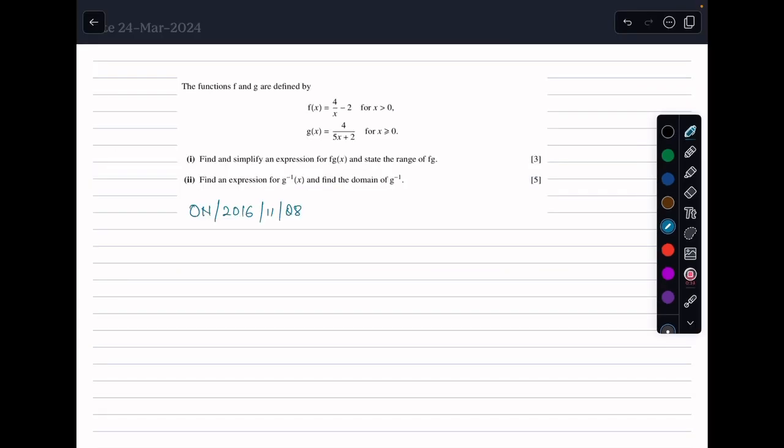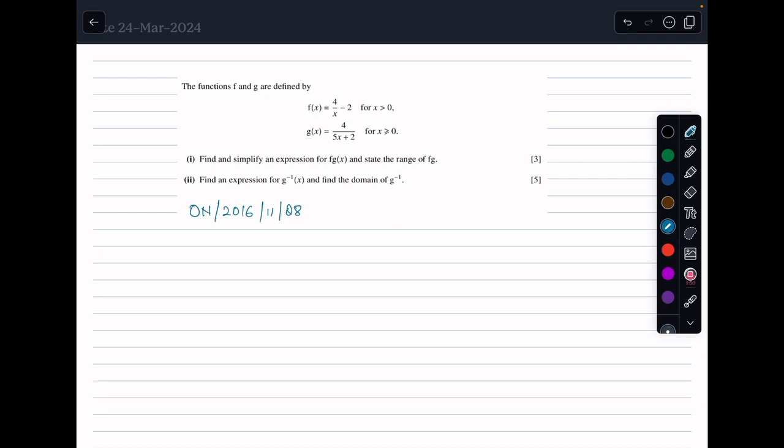So the next question is taken from October-November 2016, paper 1, variant 1, question 8. Why have I chosen this question? Because I can see that the functions here are reciprocal functions and they need to be explained with respect to the asymptotic graphs, meaning the lines or the axes towards which the graph becomes undefined.